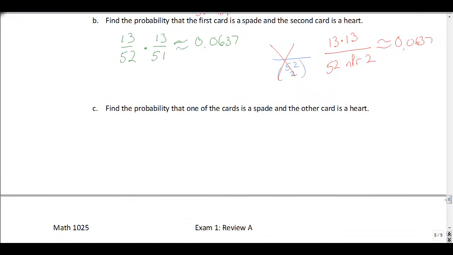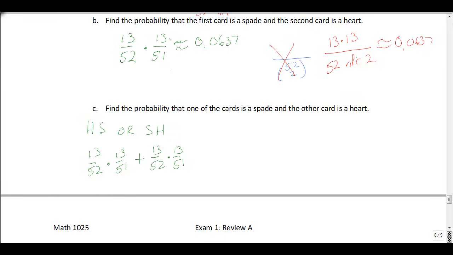Okay, last one. Find the probability that one of the cards is a spade and the other card is a heart. So what we're going to do here is, you could say one of the cards is a spade, the other card is a heart. Well, we could have two options. You could have heart and then spade, or you could get spade and then heart. So if you get heart and then spade, that's 13 out of 52 times 13 out of 51. That, or we're going to add spade and then heart, also 13 out of 52 times 13 out of 51.